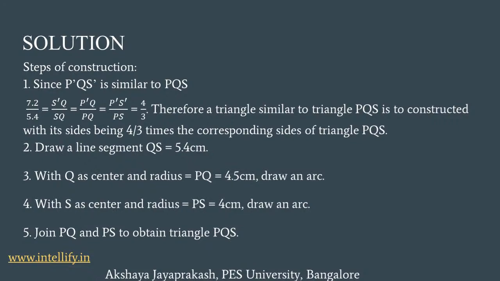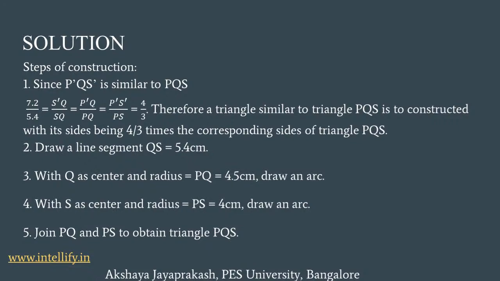Since P'QS' is similar to triangle PQS, we have S'Q by SQ equal to 7.2 by 5.4, equal to P'Q by PQ, equal to P'S' by PS, that's equal to 4 by 3. Therefore, we need to construct a triangle P'QS' with the lengths of the new triangle being 4/3 of the corresponding lengths of the triangle PQS.